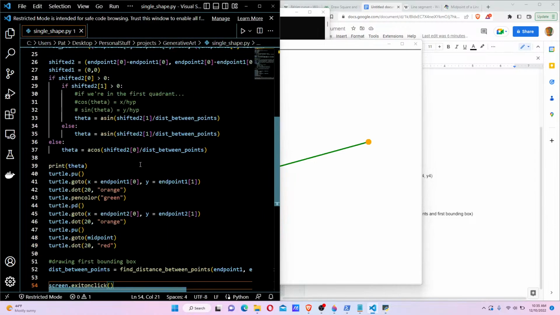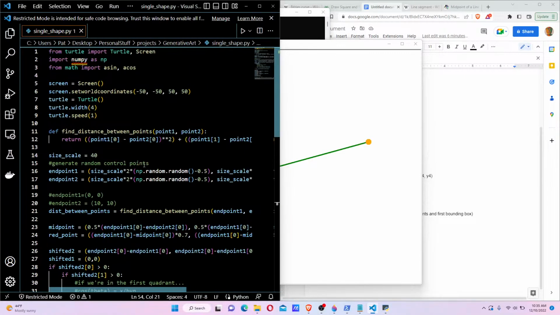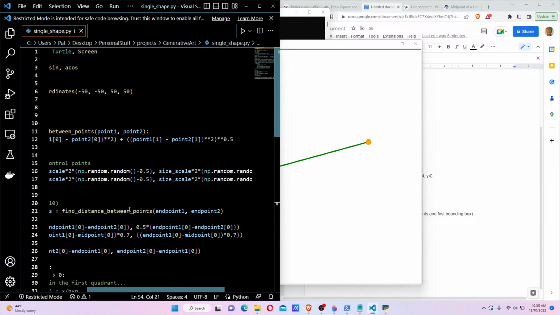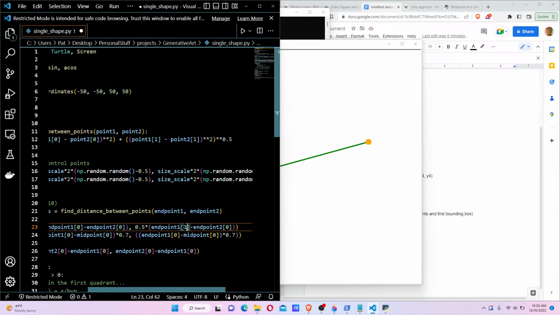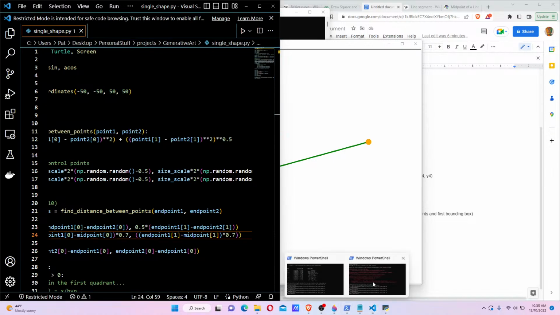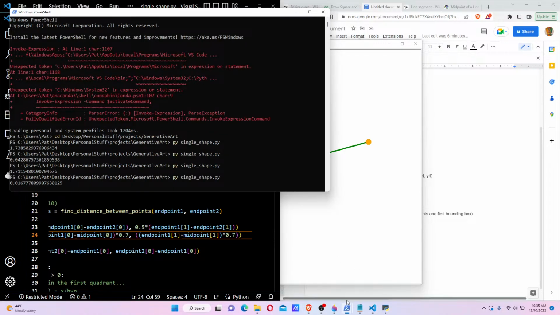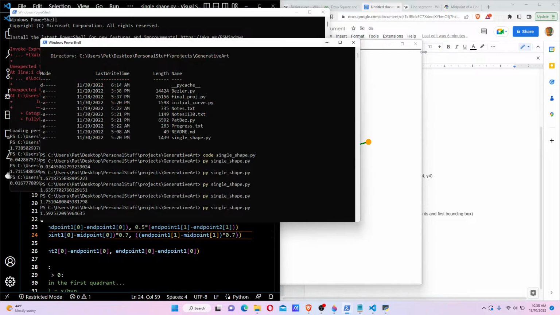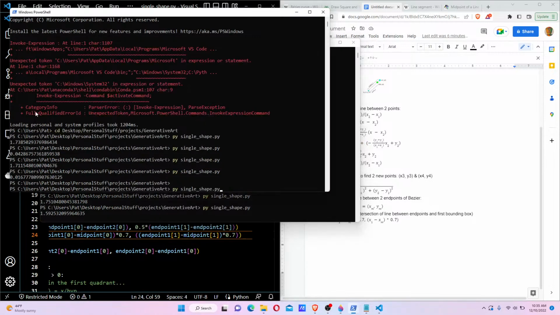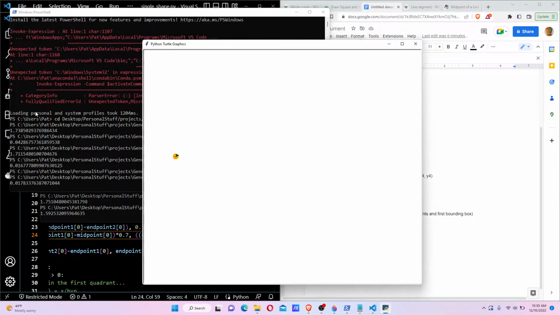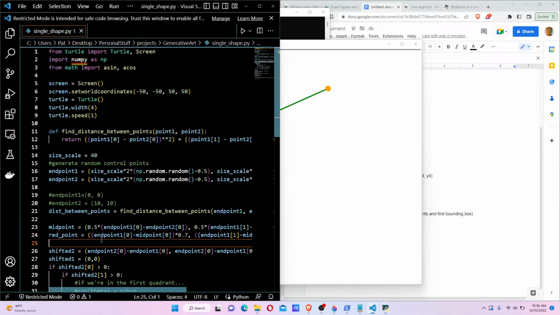Well, that's not the midpoint. So, oh, these should be the Y values, not the X values. Same with those. Save. And what's that look like? Oh, exit out of there. Run it again. Still totally wrong.